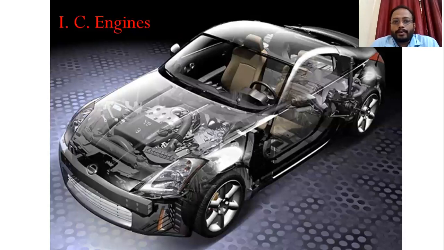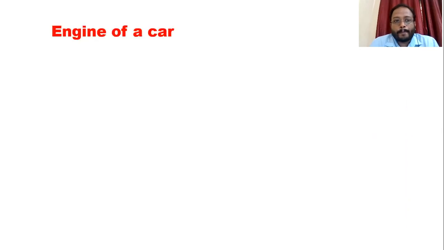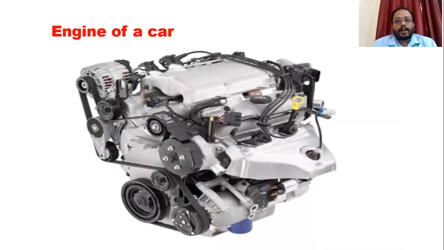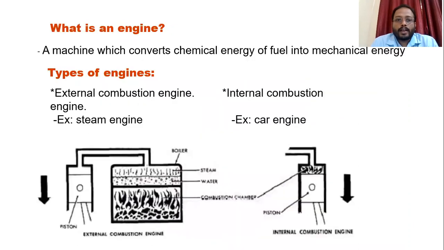Now let's see this figure where the car is there and it has an internal combustion engine inside it. That's where the car is moving. Whenever we put petrol or diesel inside, the car moves on. So how it is moving, let's see. What is an engine of a car? So the engine of a car looks like this, which has various components we will be looking at. This is a four-stroke petrol engine.